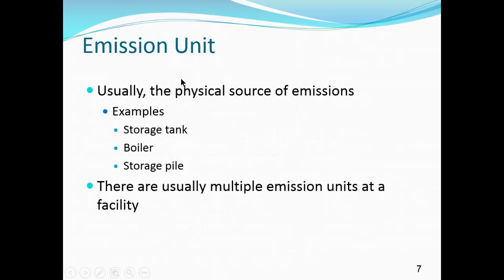Emission unit. So that's usually a thing. It's a storage tank, it's a boiler, it's a storage pile, like at a sawmill or even a quarry, you're going to have storage piles. And stuff comes out of that, right? So that is its own emission unit. And usually there are multiple emission units at a facility. So again, you're probably always going to have some emission unit plus fugitive.